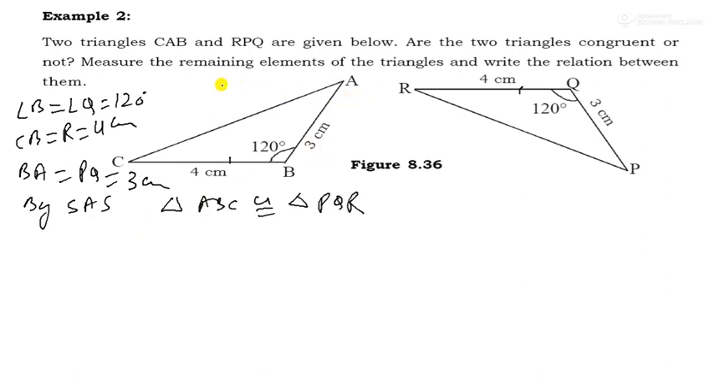Now the remaining elements of the triangle. So how can we find the remaining elements? So first of all, this one is, yes, this one. You can write your answer. Both are congruent.